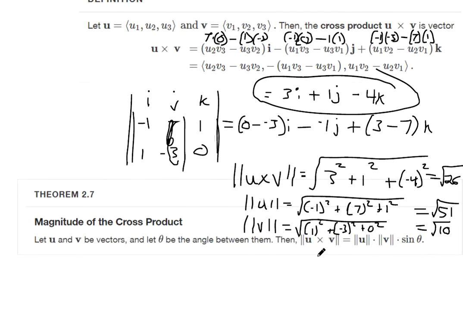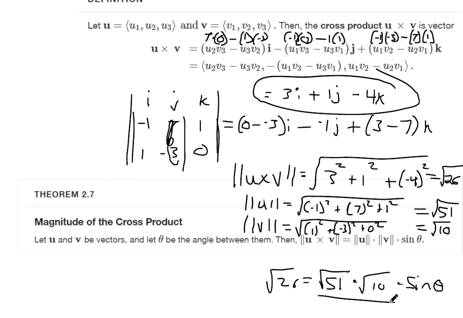And now it's just plugging it into the formula. Solving for theta. And so we got sine theta. So this is square root of 510, so we can divide that from both sides. Run out of room over there. This is the square root of 26 over the square root of 510, because we can divide the square root of 510 from both sides.